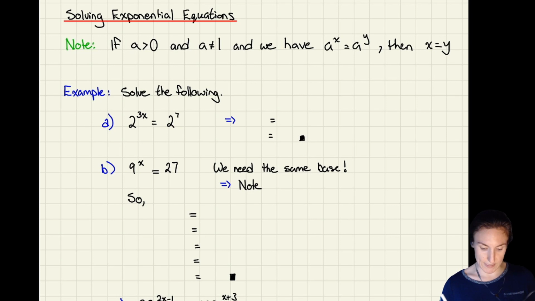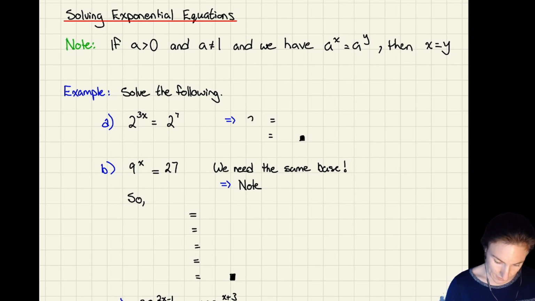So in the first example, part A, because our bases are the same, this is just going to give us 3x is equal to 7. So x would be 7 over 3.